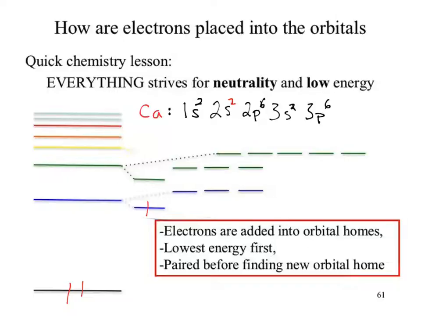1s, 2s, 2p, 3s, 3p, 3d, 4s. What came after 3p? 3d. What element comes after argon? Potassium. Where's the last electron for potassium?